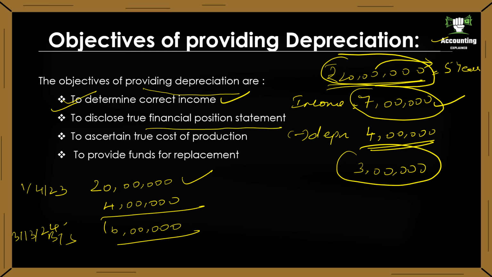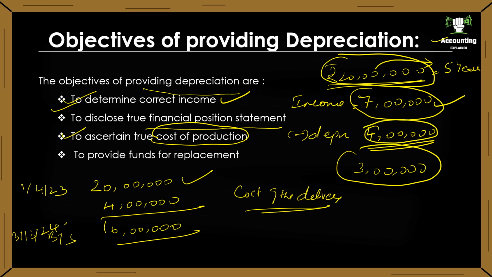Next, to ascertain the true cost of production. Depreciation helps to calculate the true cost of production. Here, since we are using this car for delivery, the cost of production is the cost of the delivery. That is the cost of production in our example. So it considers the car's decreasing value, not just petrol and maintenance. It also considers rupees 4 lakhs. That is also included in the cost of the delivery or the cost of production. This gives you a more accurate picture of how much the delivery or the production actually costs.